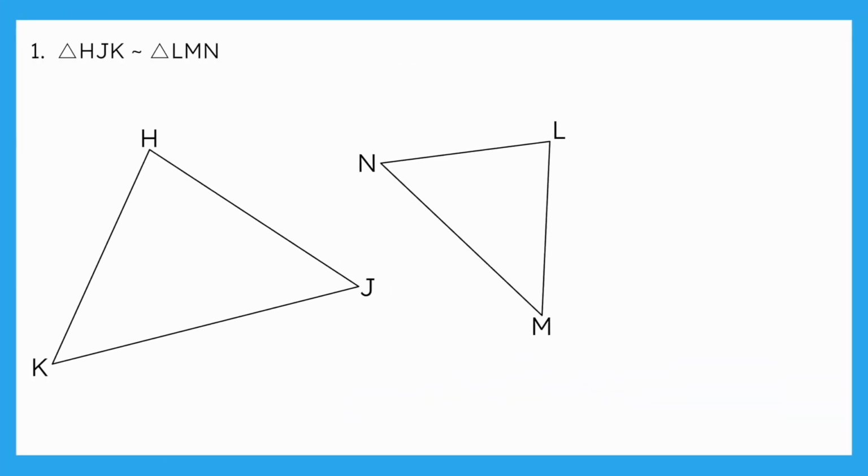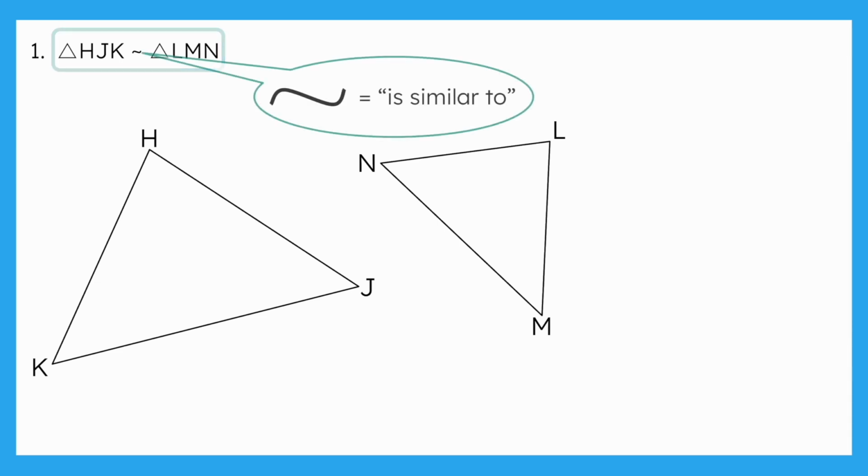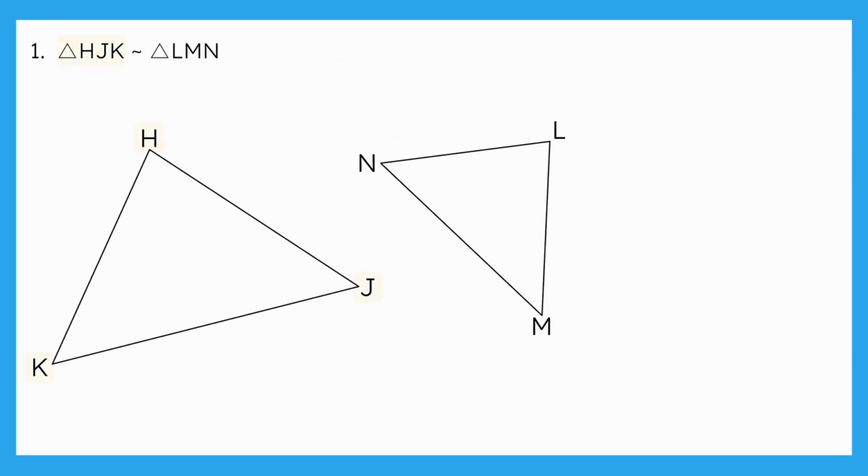So, here we have some triangles, and hey, what's this? It's called a similarity statement, which tells us that two triangles are similar. The squiggly line in the middle means is similar to, and the triangles are named by their vertices or corners. So, this statement says triangle HJK is similar to triangle LMN.